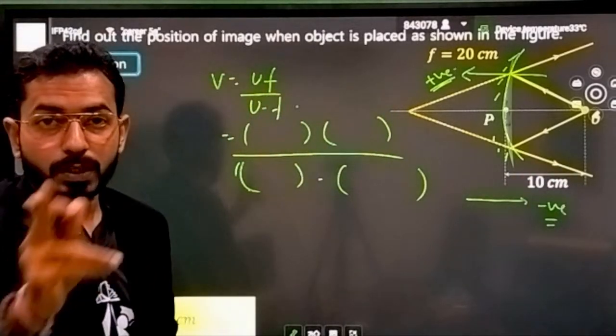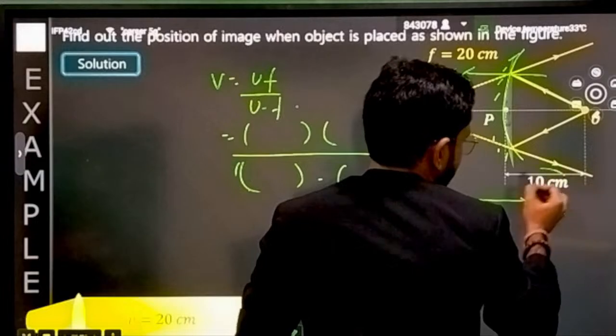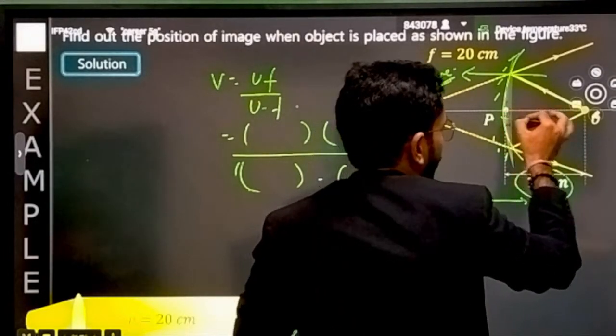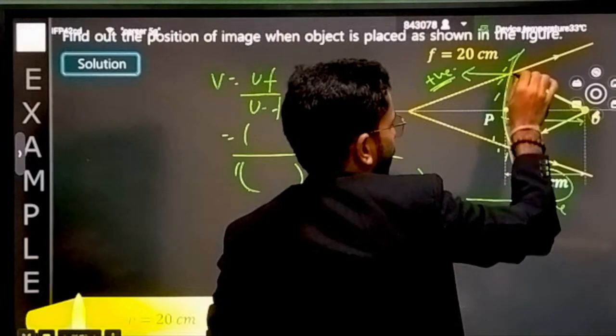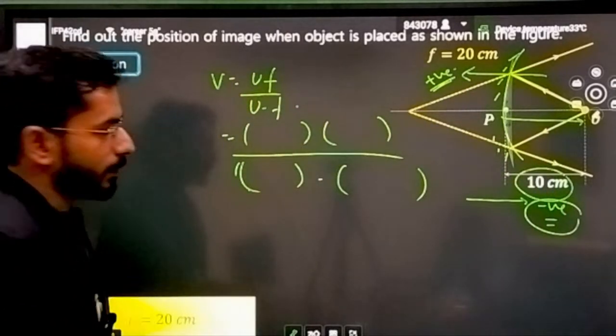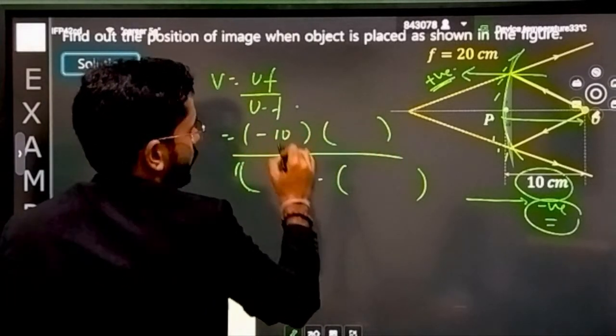And all the calculations we do from the pole. Now calculate. Tell me, what is the distance of the object? You will say 10 centimeter. That is very good. But positive or negative? From the pole, do you have to go in the positive direction or the negative direction? Sir, I have to go in the negative direction. Correct? So go in the negative direction. The position of the object, you will be writing minus of 10.